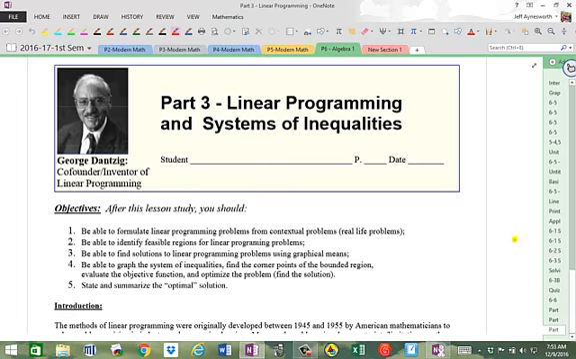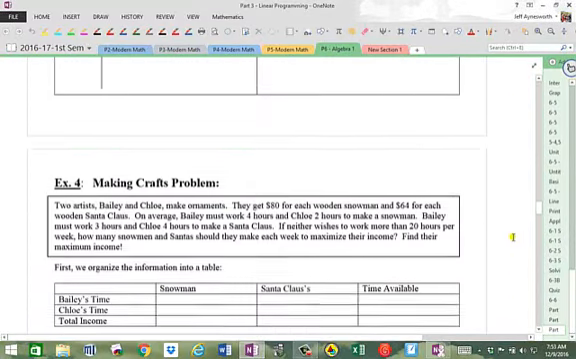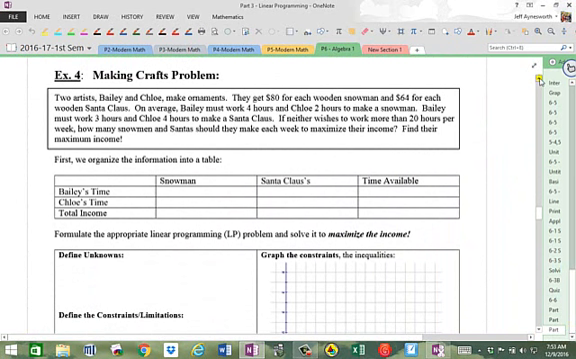So let's turn the pages here and let's go to example 4. Like I said, we did examples 1, 2, and 3 already. So in this video, I'd like to take a look at 4 on, and let's solve a making crafts problem here, okay? So let's read it first to get a general idea of the LP problem, okay? LP, linear programming.